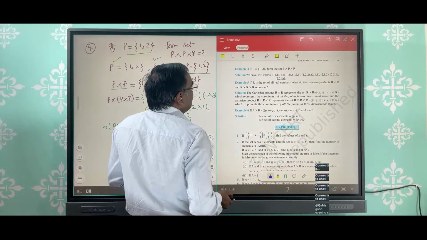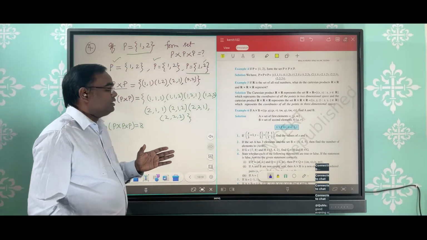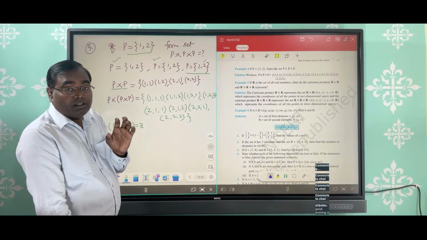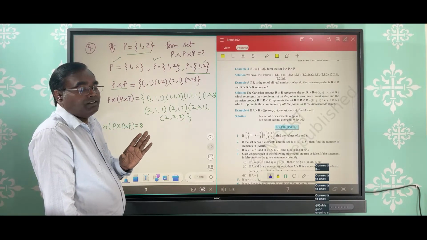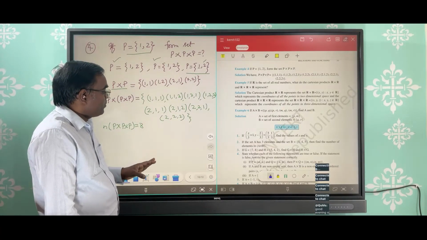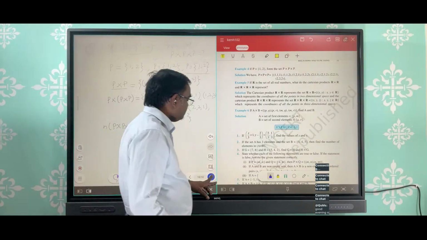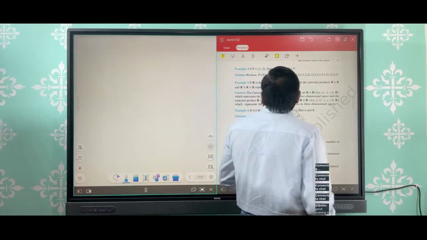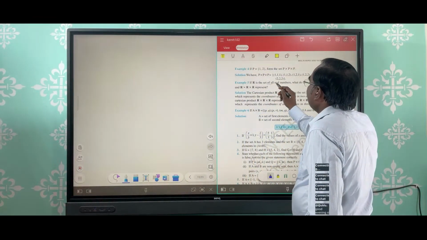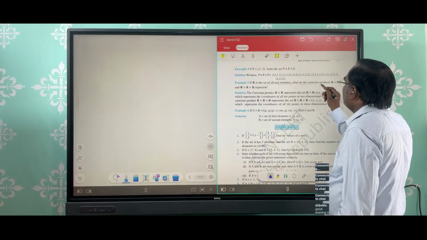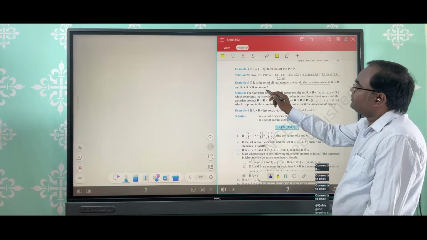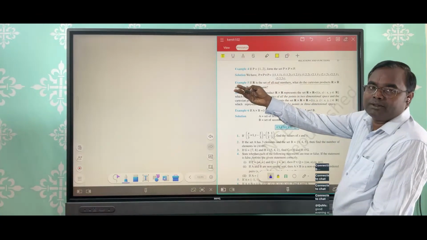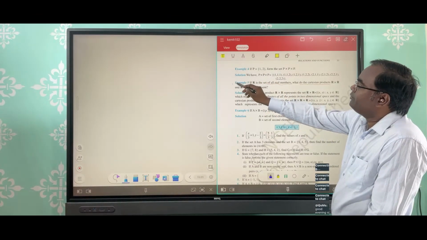So in this way you can calculate the Cartesian coordinates of the 3D plane. Okay. Now, if R is the set of all real numbers, what do the Cartesian products R cross R and R cross R cross R represent? So, a similar example, this is the generalized form of this particular example 4.